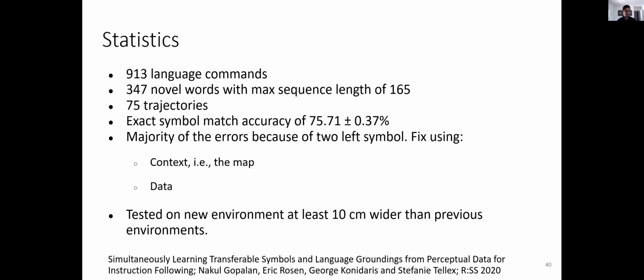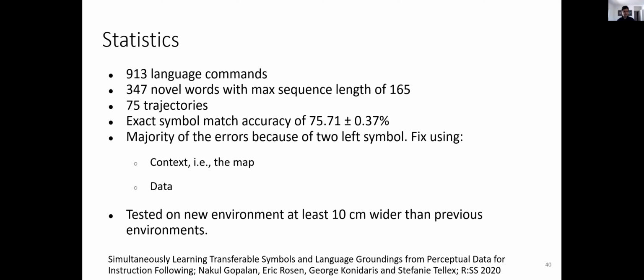So here are some statistics. We had about 913 language commands. 347 of them were novel words. We only had about 75 trajectories. And the exact symbol match accuracy that we got was only 75%. And the majority of the errors here were because there were two left symbols. And when you're translating, you don't really know which left symbol to map to. And this is after 5-fold validation. So we don't exactly know which left symbol to map to, and that's why our translation accuracy is that low.